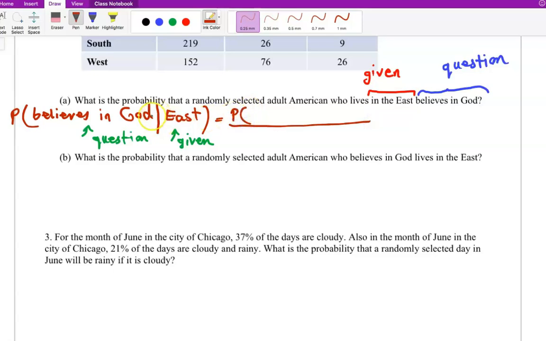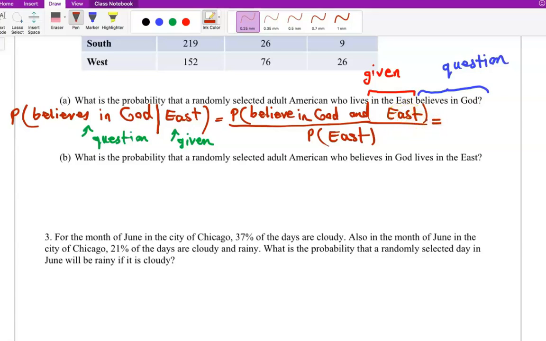Now on top we have the probability of this part and that part. So, believe in God and lives in East. I already wrote East. So that's enough. Now the denominator is the probability that the person is in East.